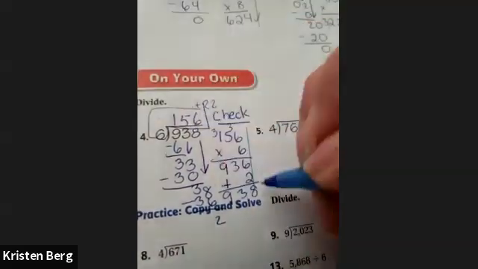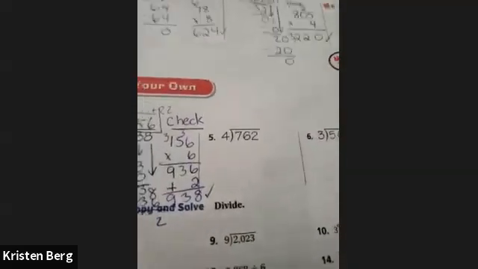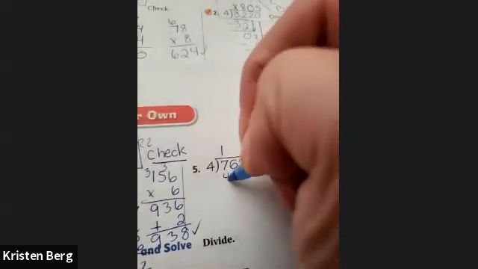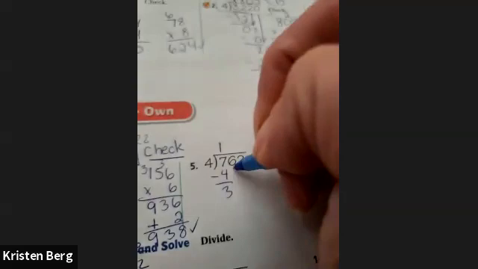So it did come back to be the correct thing. Next, can 4 go into 7? Yes, one time. That would be a 3. Check it. We are good.